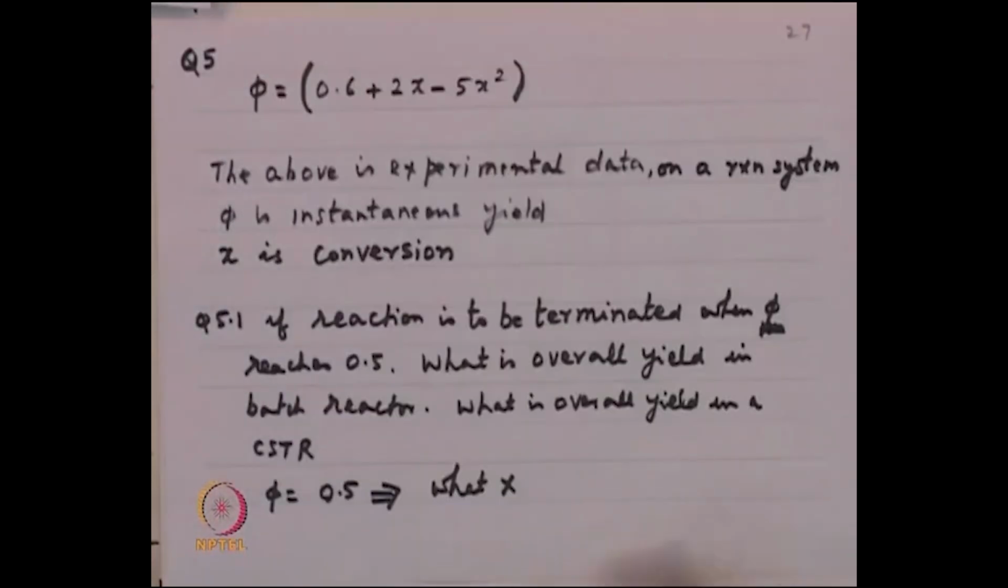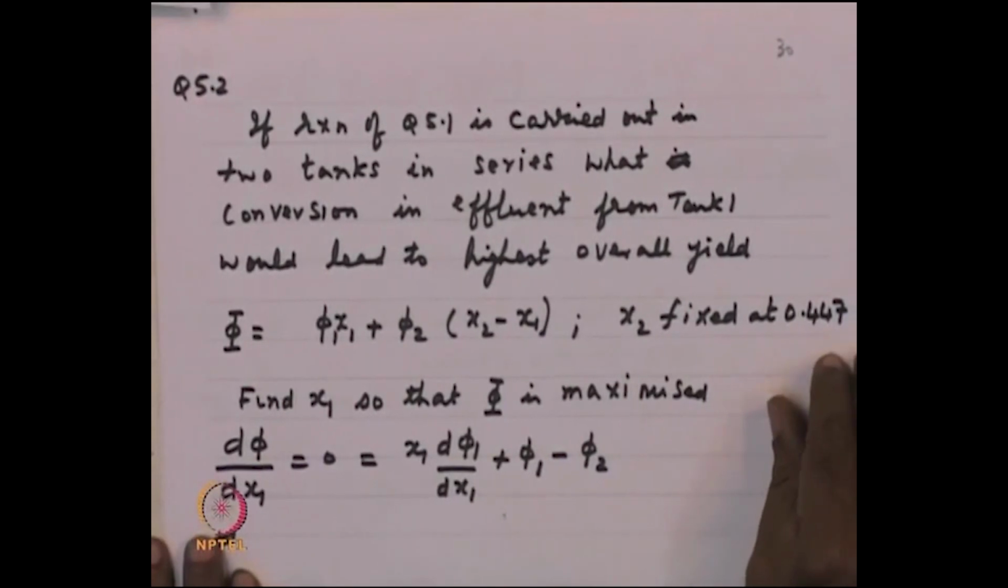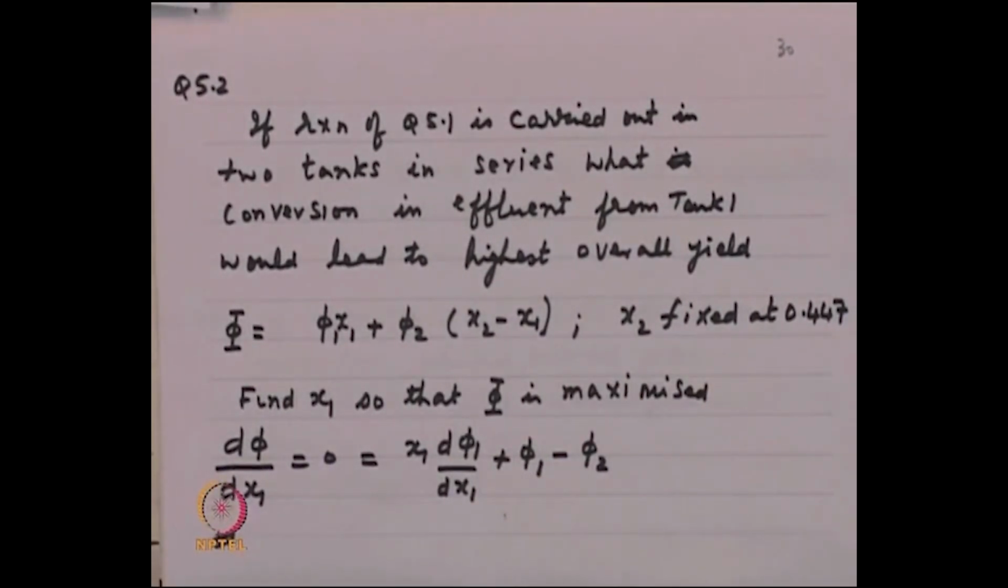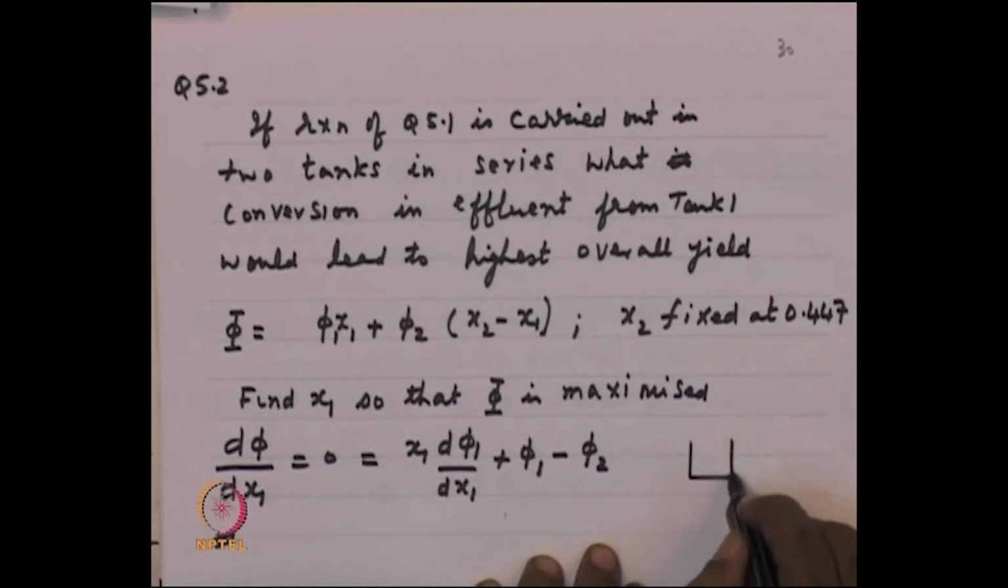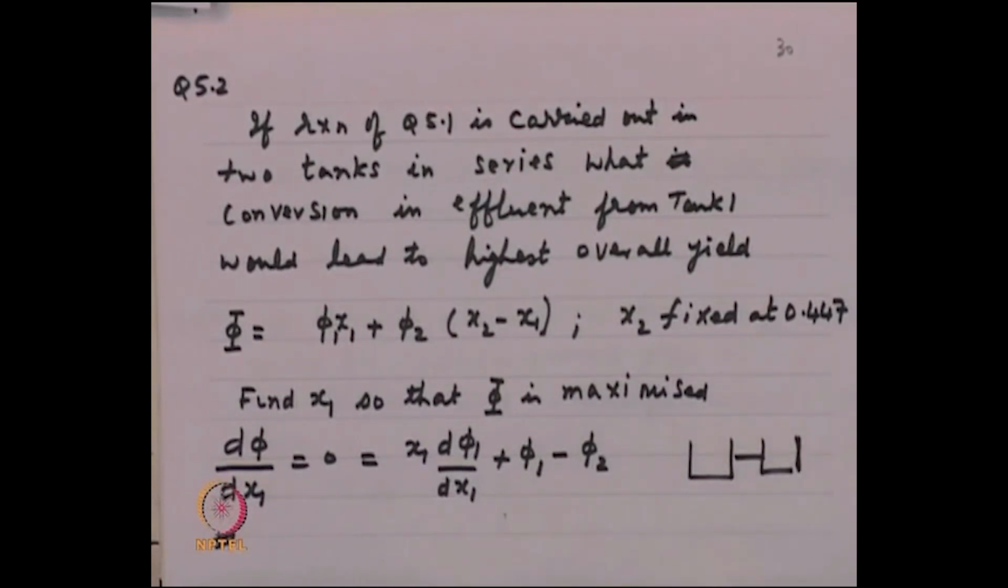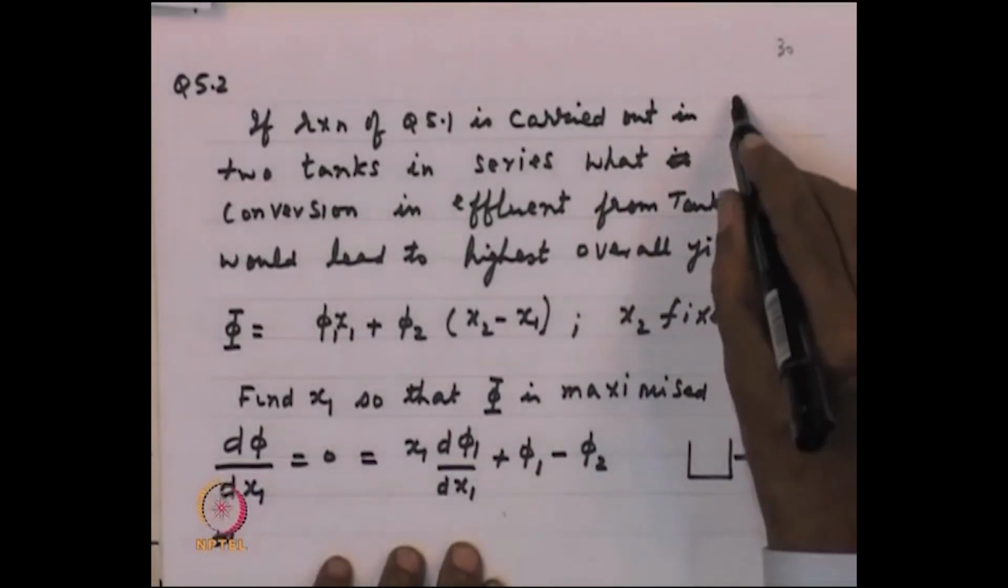Suppose we want to do the same thing now. The second exercise is, if this reaction is carried out in 2 tanks in series, tank 1 and tank 2. What conversion in the effluent from tank 1 would lead to the highest overall yield? What are we saying? Let us just recognize this.